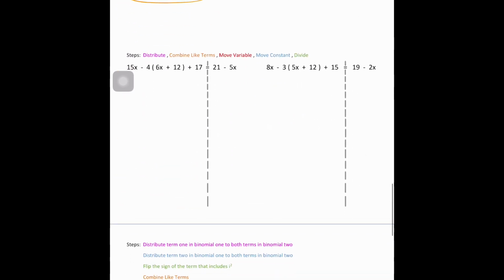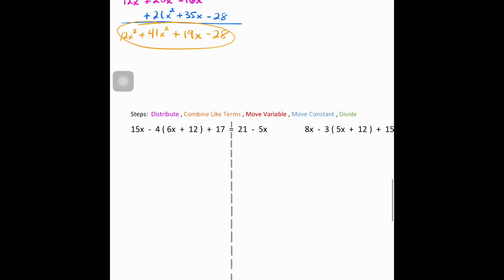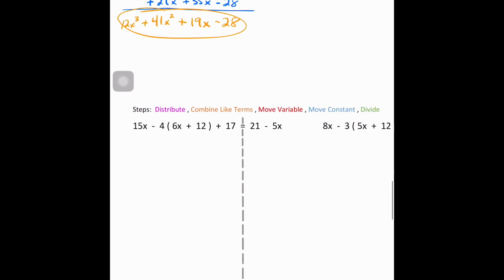Here we go again, just simple solving, something we did in 1.2 that we dominated, but we're going to continue for the unit test. All right, go ahead, tell me. Thank you. Yes, 15 minutes in the oven. Set it and forget it. 15x. Negative 4 times 6x, beautiful, minus 24x. Negative 4 plus 12, wonderful, minus 48. And that, ooh, plus 17.